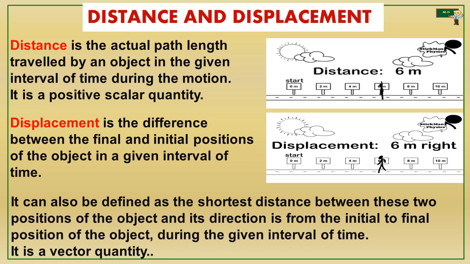It can also be defined as the shortest distance between these two positions of the object, and its direction is from the initial to the final position of the object. In displacement, the initial position and final position are very important, and the time period during the given interval of time is also important, because in displacement we can see the direction. That's why displacement is a vector quantity.